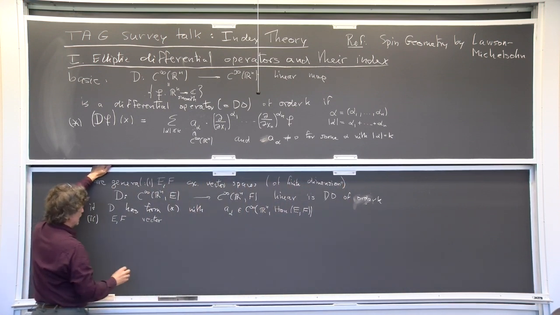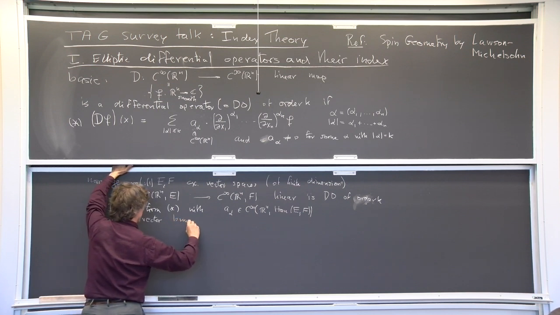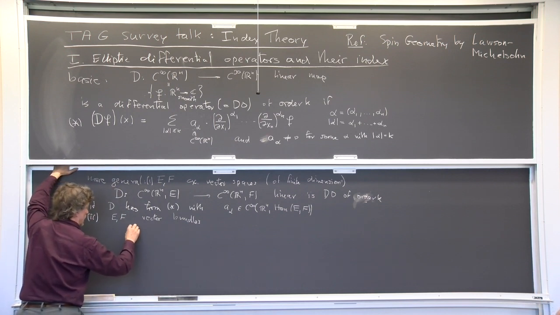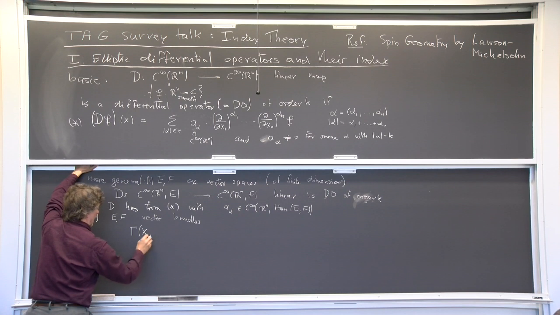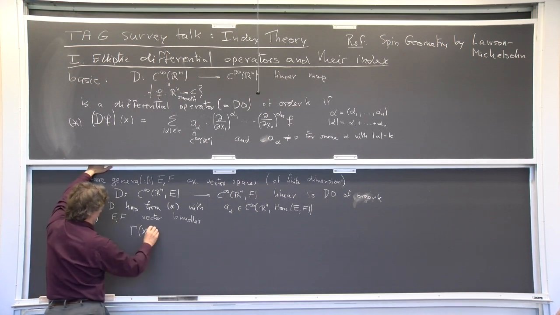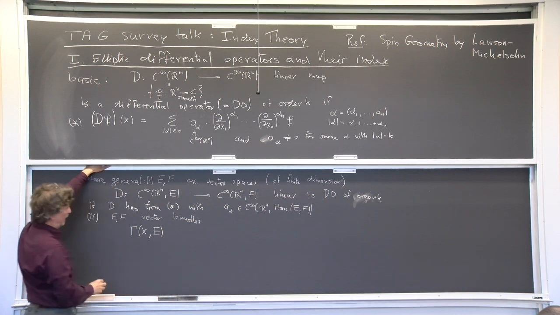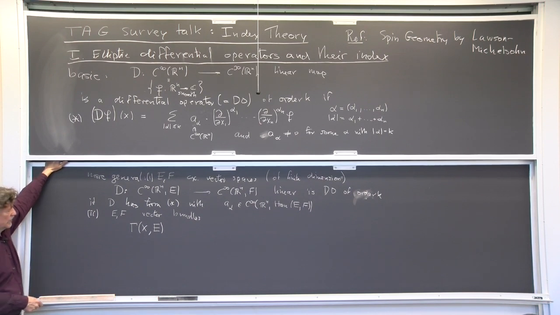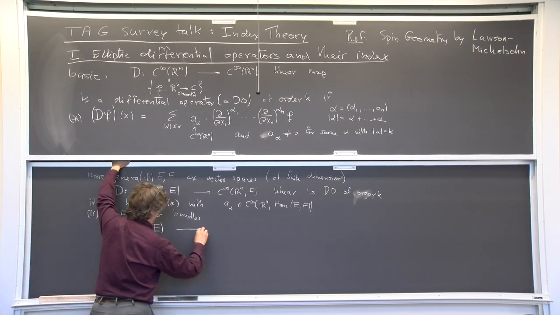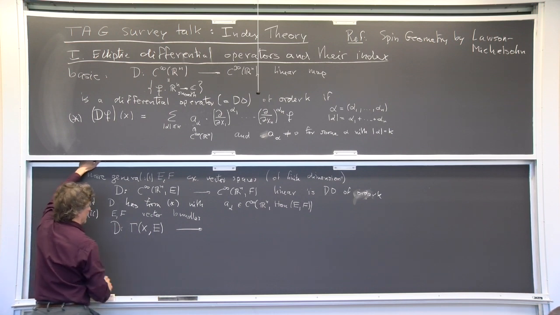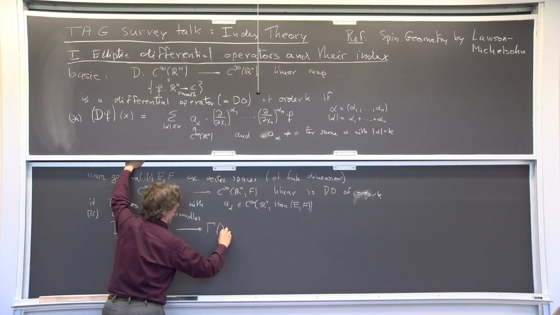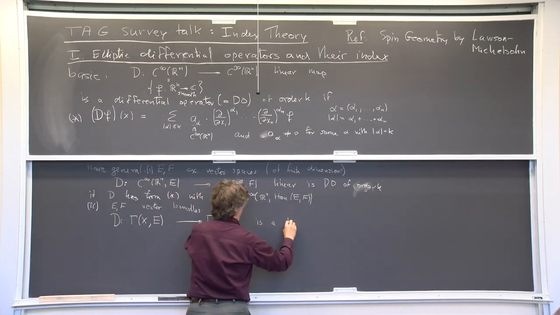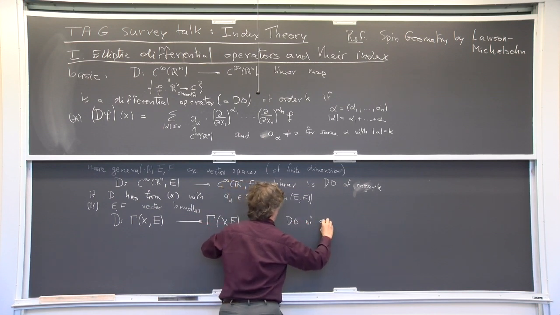Okay, so if you have E and F vector bundles, then you can look at sections of X with values in E. And you have a vector space here, which sort of generalizes the space of vector-valued functions on a manifold. And if you have a linear map D from sections of E into sections of F, that is a differential operator of order k.